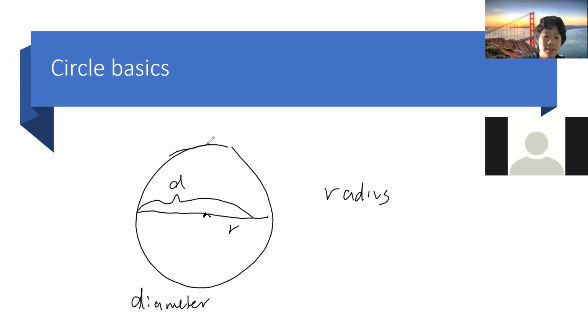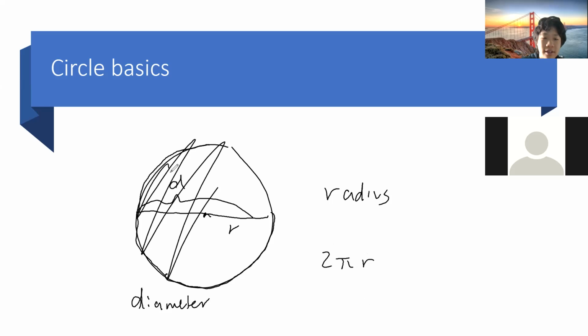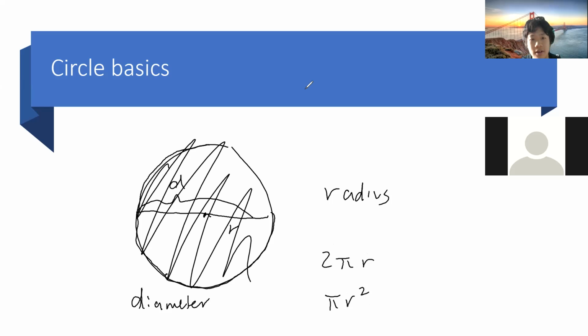And the length of the circle, or the perimeter of the circle, or the fancy word, the circumference of the circle, is going to be 2 times pi times r, and pi is just this special number 3.1415, whatever, okay? So that's the circumference. And the area of the circle, which is all the stuff inside it, that's going to be pi r squared. I think most of you, or if not all of you, should know this already. Okay, so those are the basics of the circle.